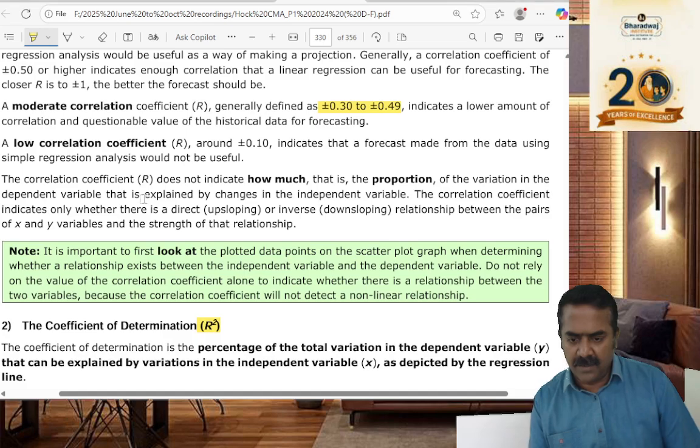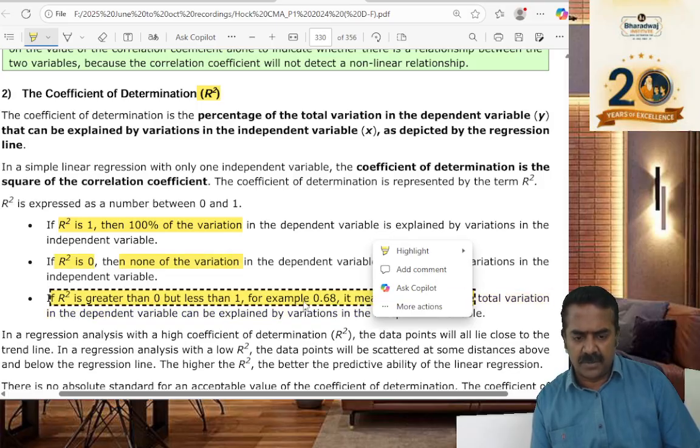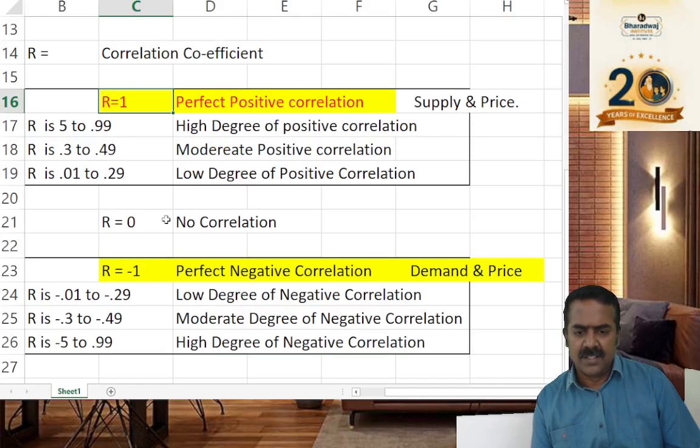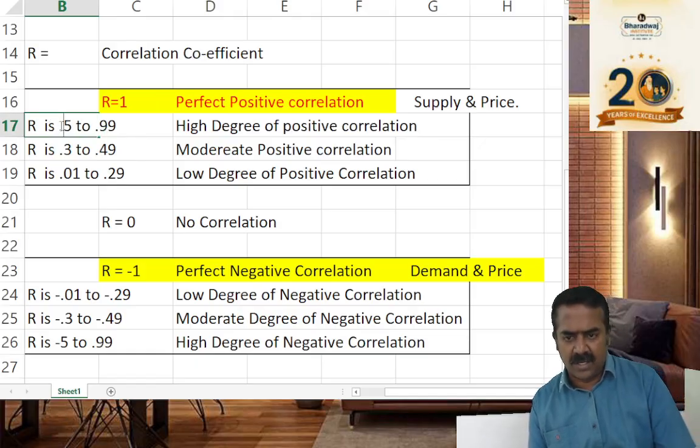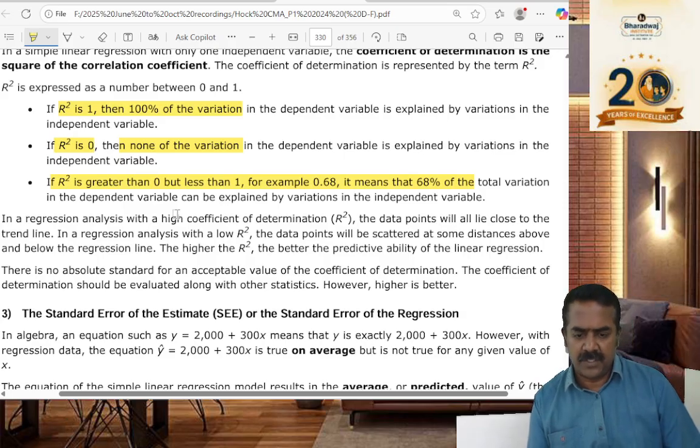Perfect changes will be there. Look at this. If R squared is 1, then 100% variation. If R squared is 0, then no variation. If R squared is 0 but less than 1, say 0.68, then 68% total variation. 0.68 is 68%. Same thing. 0.5 is one, that is R. Either 50% one, it will become which one? Correlation coefficient.